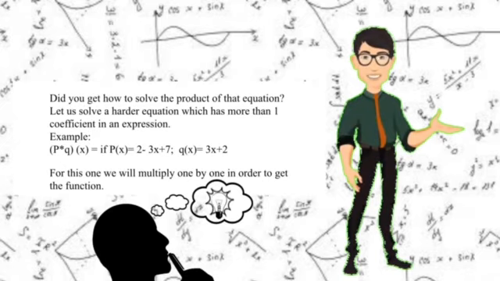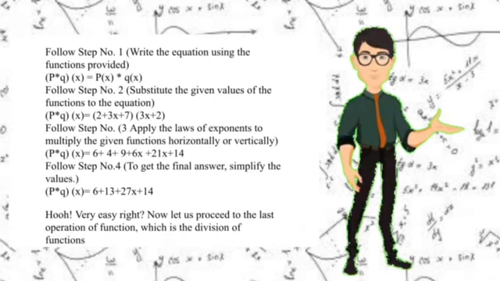Did you get how to solve the product of that equation? Let us solve a harder equation which has more than one coefficient in an expression. Example, p times q(x) equals, if p(x) equals 2x^2 negative 3x plus 7, q(x) equals 3x plus 2. For this one, we will multiply one by one in order to get the function.